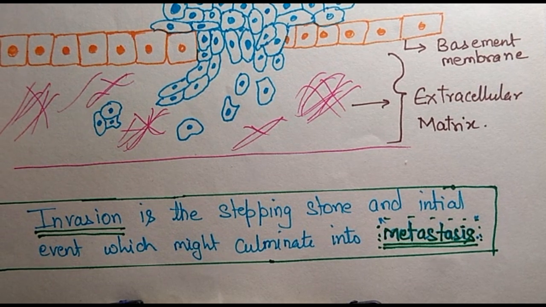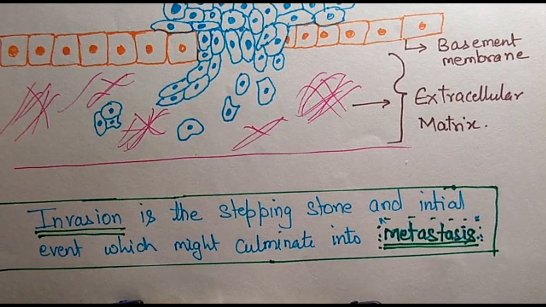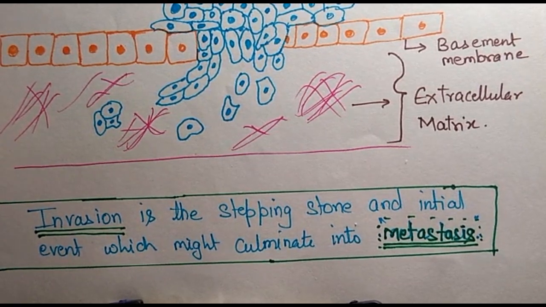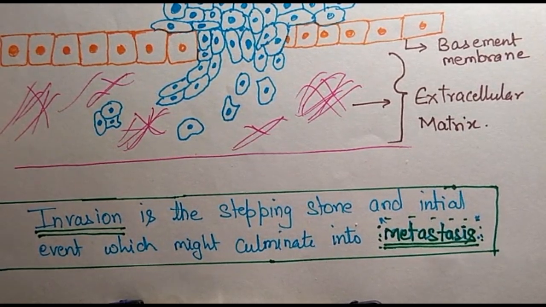But it is also true that metastasis might not always happen. There are some cases where metastasis does not happen or it can be prevented. But for any metastasis to happen, invasion is the first step.